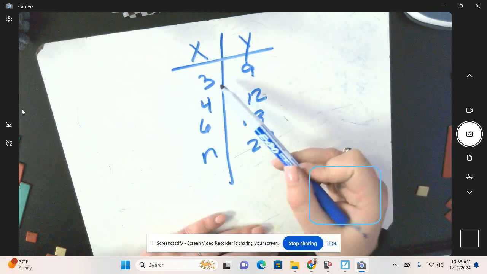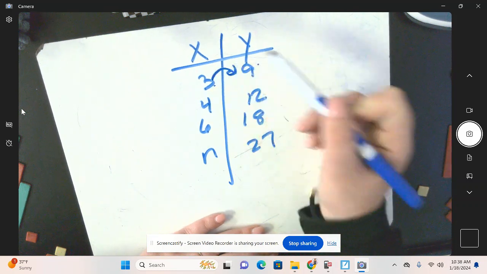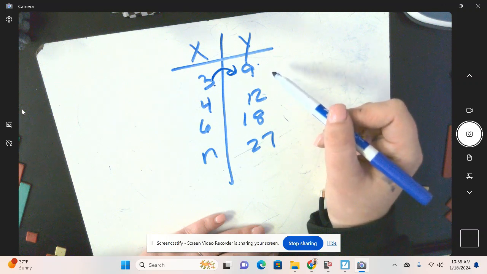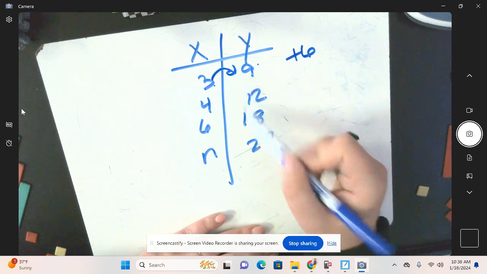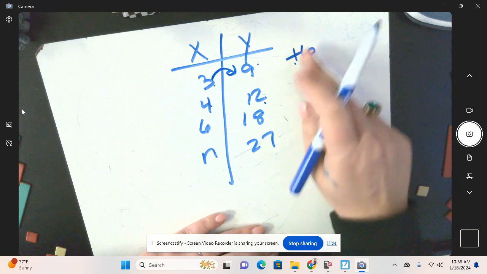All right, we need to figure out what we are doing to x to get to n. So what do I do to 3 to get to 9? Well, I can do 3 plus 6 equals 9. So I can try the plus 6 way, but it has to work for everything else. Does 4 plus 6 equal 12? No, it only equals 10, so that's not it.